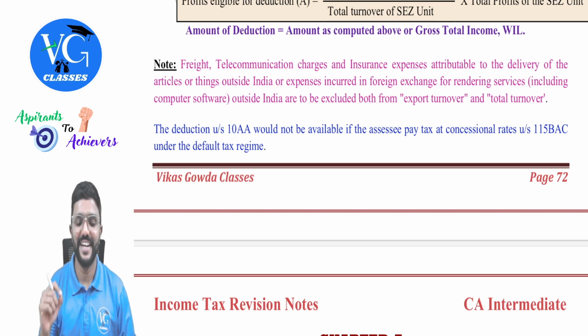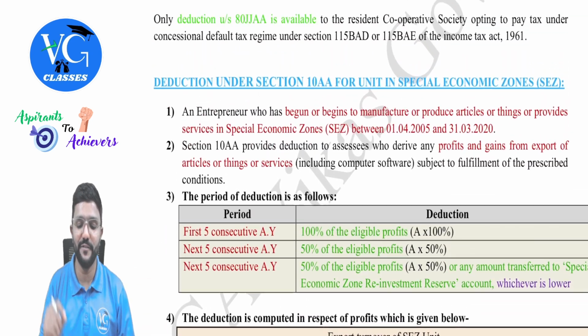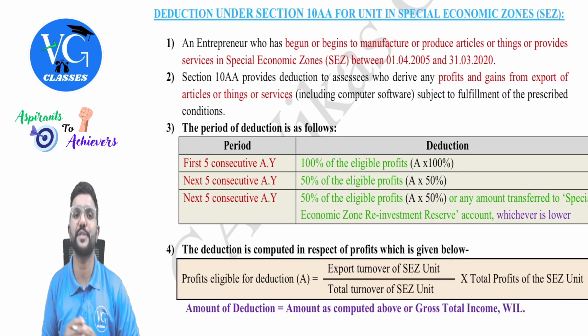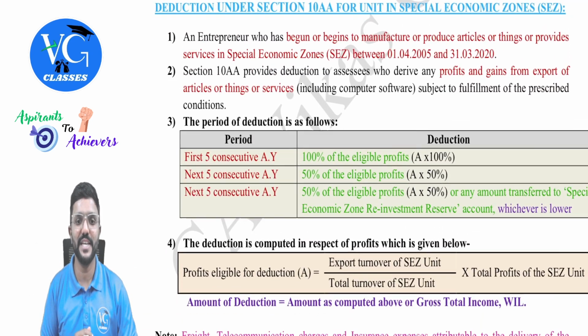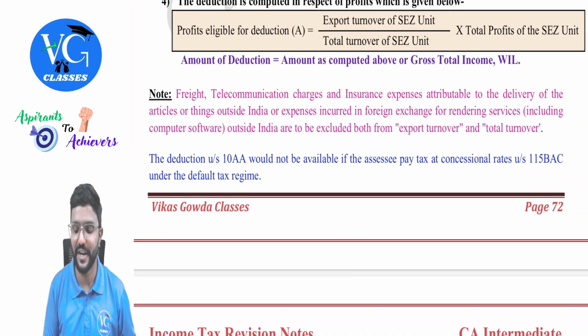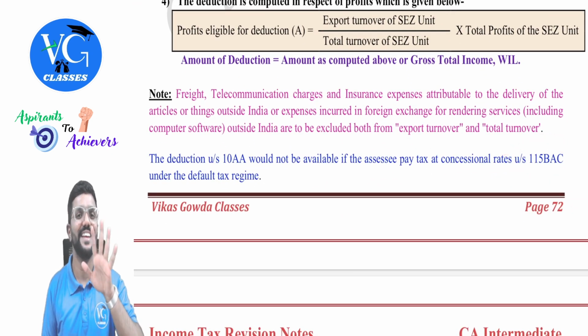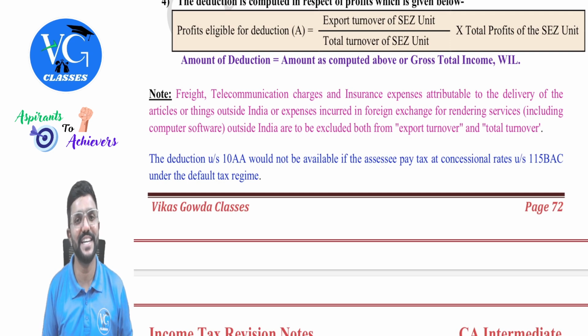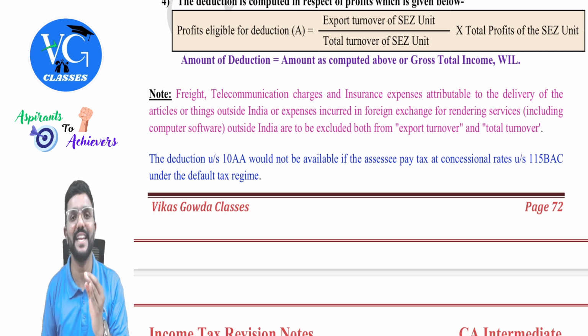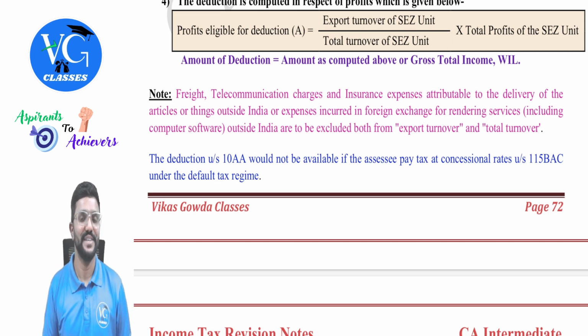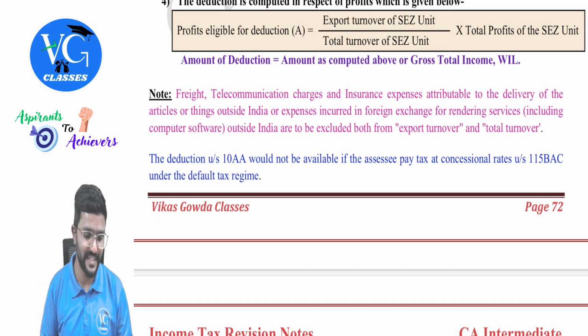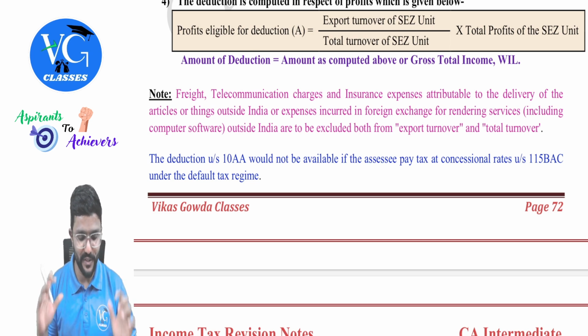Okay. And 10AA deduction is available only for the assessee who is following the optional scheme. If an assessee is following the default scheme under section 115BAC, then he cannot claim deduction under section 10AA for his export profit in SEZ, guys. Got it? Yes, sir. Fine, guys. So this is all about the deductions topic.